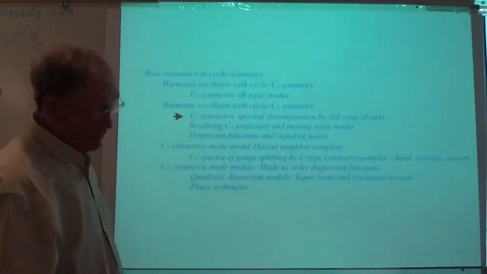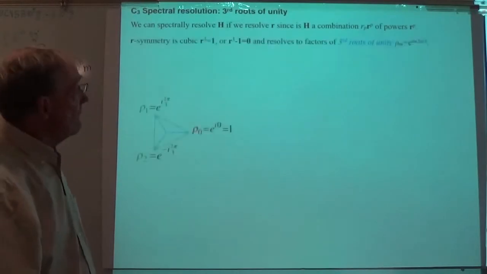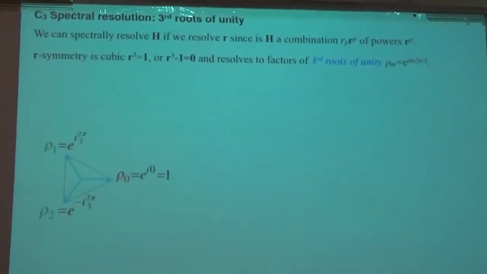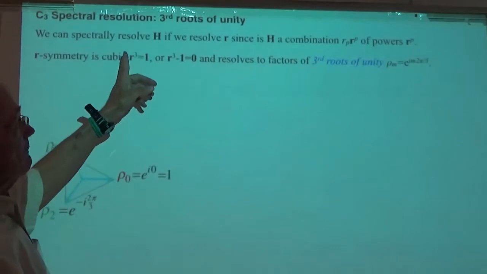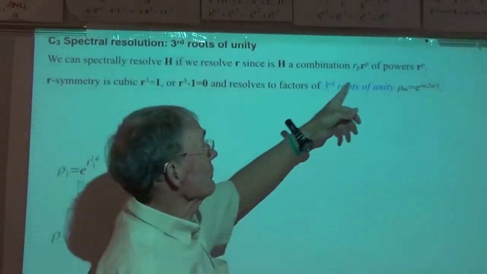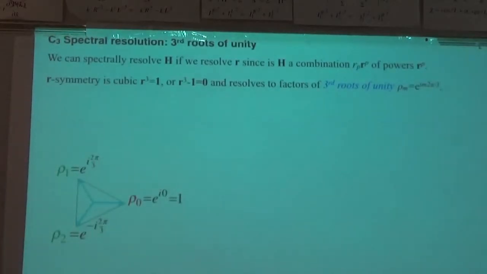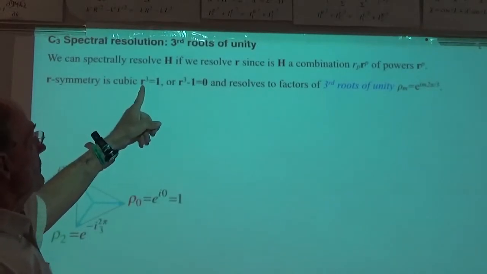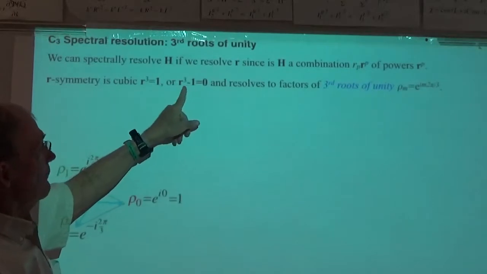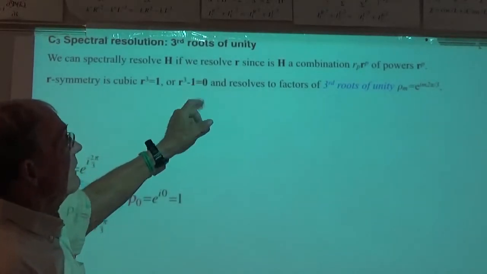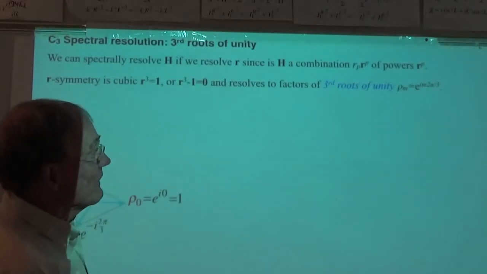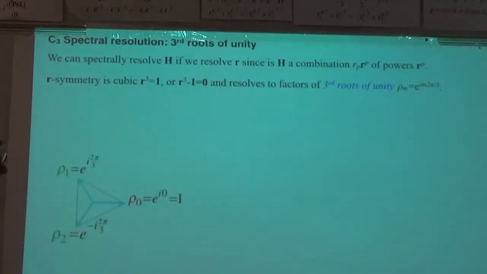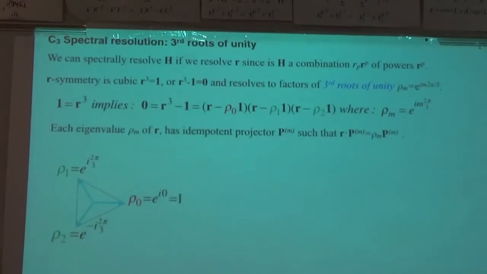So, spectral decomposition, third roots of unity. That's the basic idea here: we've got 3 roots of unity. We're talking about a Hamiltonian that's made out of linear combinations of powers of these, and these things have a very simple Hamilton-Cayley equation. They have an equation that simply says R cubed equals 1. But you write that with a 0, R cubed minus 1, and the idea is to factor that. And the roots for it are the third roots of unity.